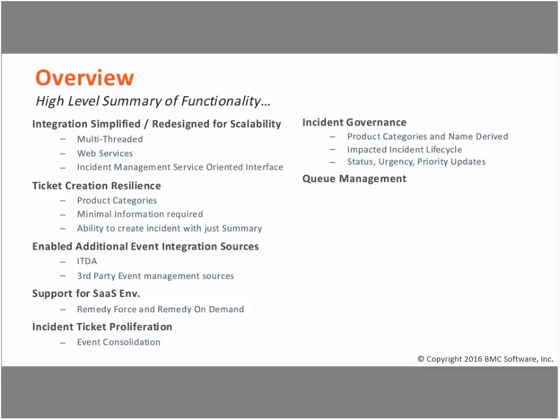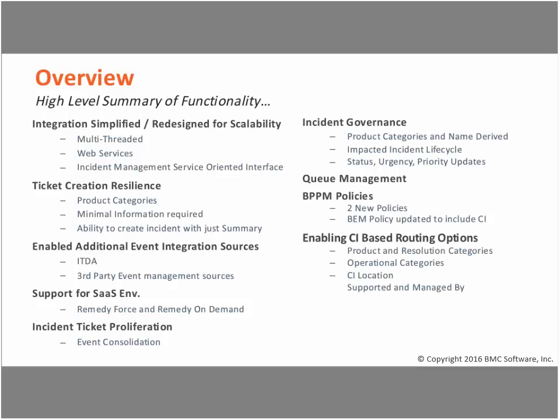And then support updates. When that data comes from the event, it just becomes an update into the work log. We did some things with queue management to make it easier to find items. We added a few more policies. And as we talked about, we expanded the routing capability so that you can now route based upon resolution and product categories. You can route based upon operational categories. You can route based on CI location, and with the definitions established inside of incident management, you can route based upon supported by and managed by. And as we talked about before, we have bidirectional communication, one-click validation, and solution-level documentation.